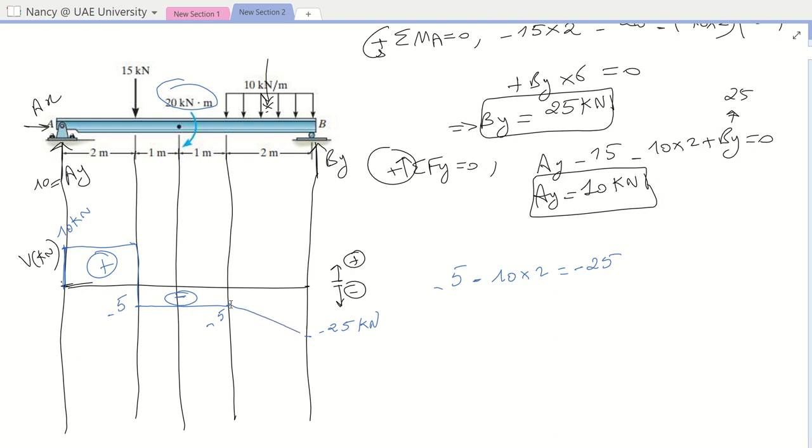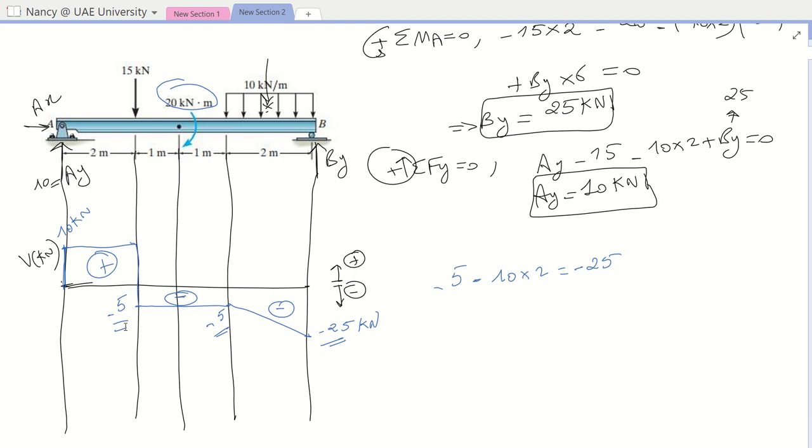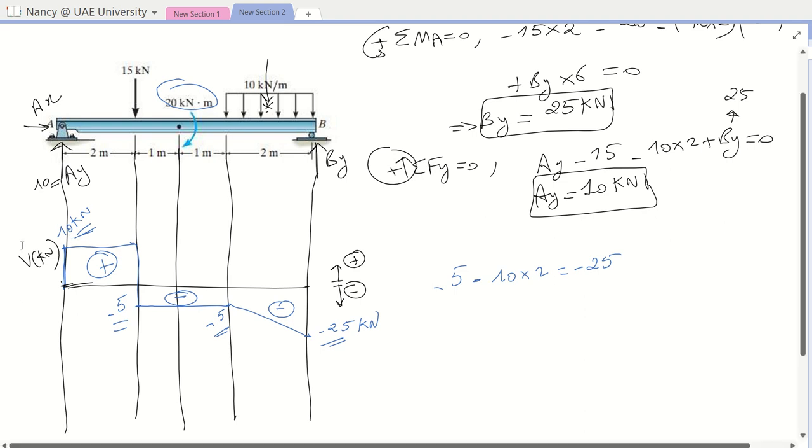In the exam, please don't forget to mention all these values, otherwise you will also lose grade. Okay, so you need to show these numerical values on your shear diagram. Okay, so that's it for the shear diagram. Now for the moment diagram.